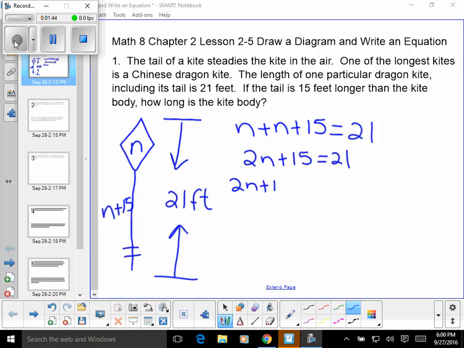Two-step equation, we can now go through and solve. 2n is going to equal 6. Divide both sides by 2, and the length of the kite body is going to be 3 feet.